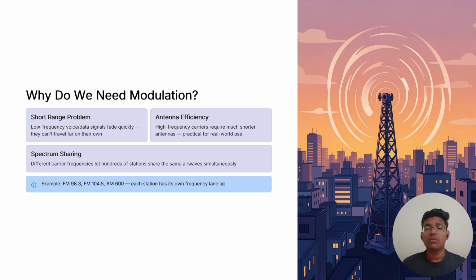Second is antenna efficiency. For wireless communication, an antenna is required. Low frequency signals need very large antennas, which are not practical. But high frequency carrier signals require smaller antennas, so they are useful in real world communication. Third is spectrum sharing. Different users and stations can use different carrier frequencies. For example, FM 98.3, FM 104.5, and AM 600 are different frequency lanes. Because of this, many stations can transmit at the same time without mixing. So, modulation is needed for long distance communication, practical antenna size, and proper sharing of the frequency spectrum.